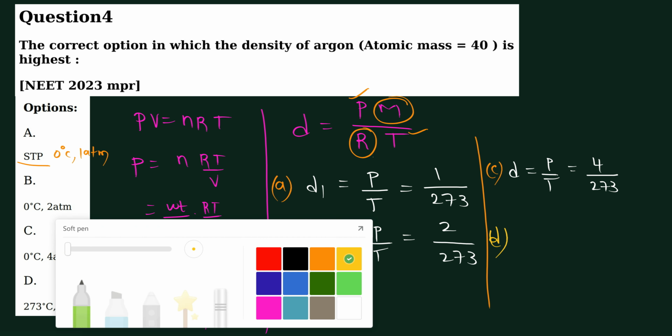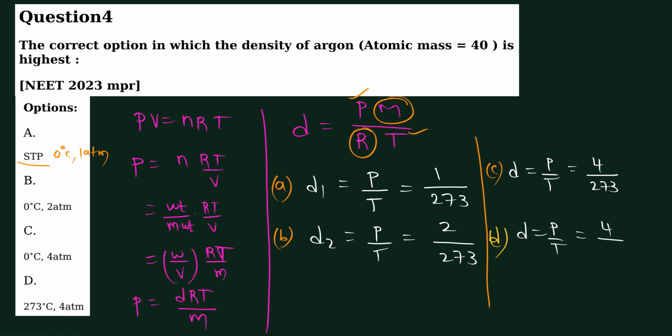And in option D, check the density value. Density is proportional to pressure by temperature. Pressure given here is 4 atmosphere and temperature given is 273 degrees Celsius, and we convert it into Kelvin. When you convert into Kelvin, you just add 273. 273 plus 273 is 546. So this we can write as 2 by 273.